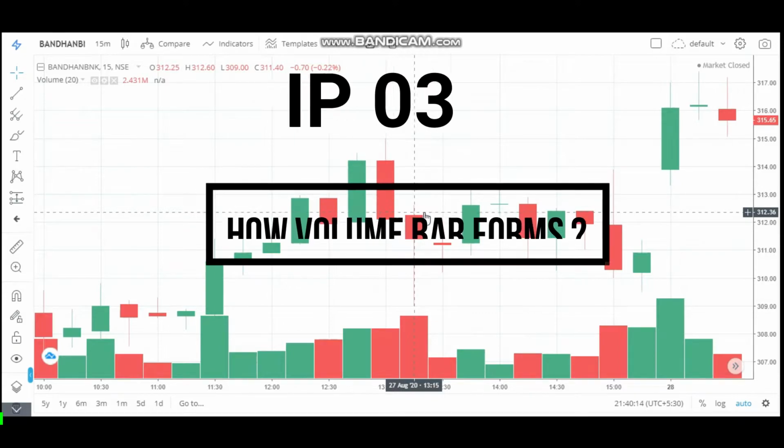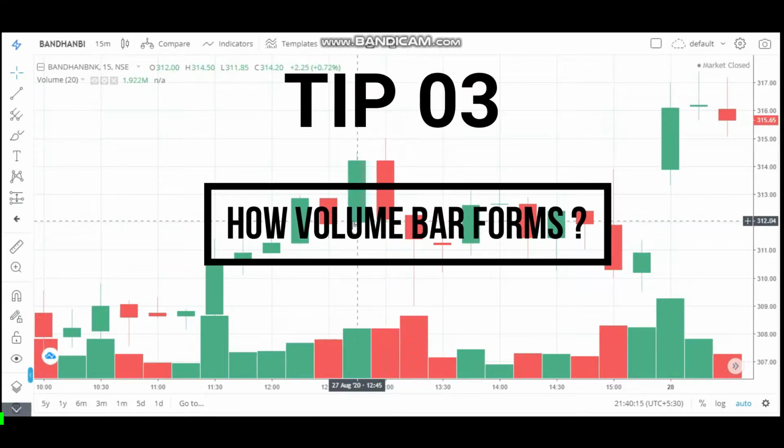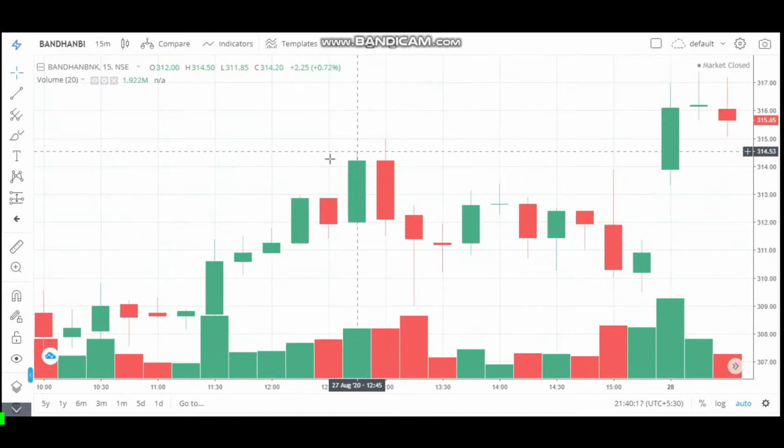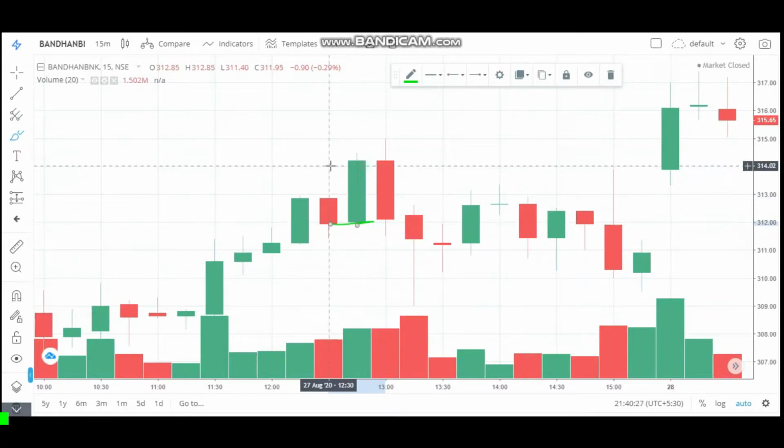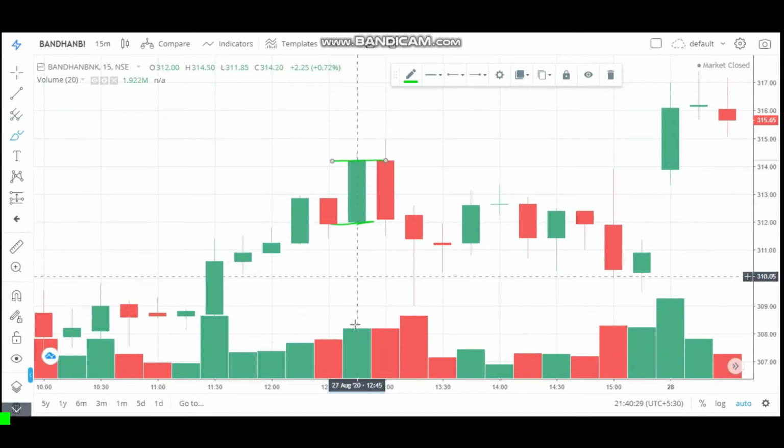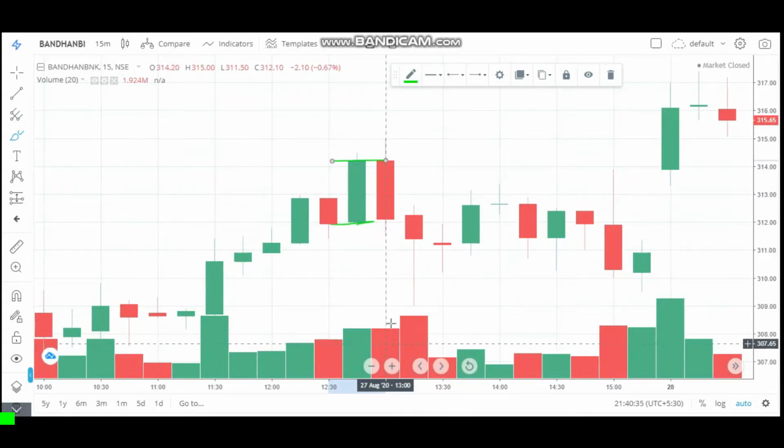Now the third question is how the volume forms. So here we can see a big green candle. In that, this is the opening price of the candle. Here the candle opened and here it closed. So that's why there is a green bar of volume. So now, why is it red here?